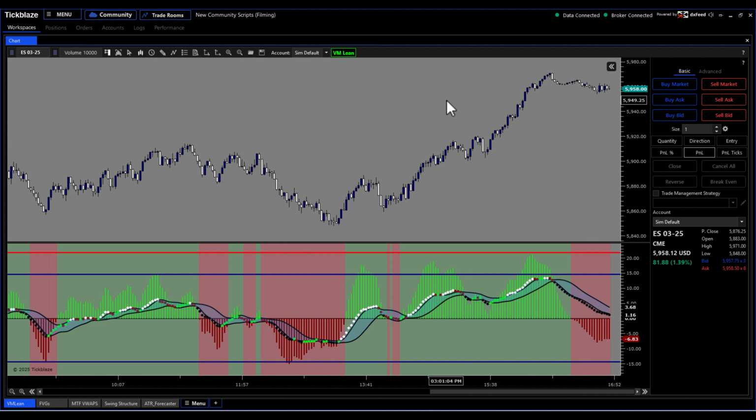This is one of our favorite tools. It's widely used across thousands of traders, and it's one of the more superior tools. We do view this as a more superior oscillator over some of the basic standard tools.